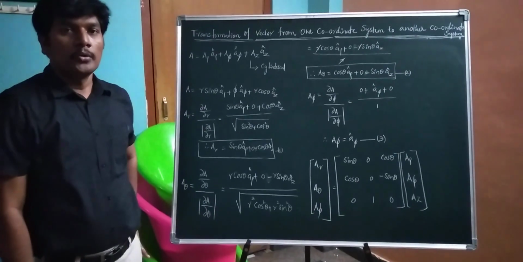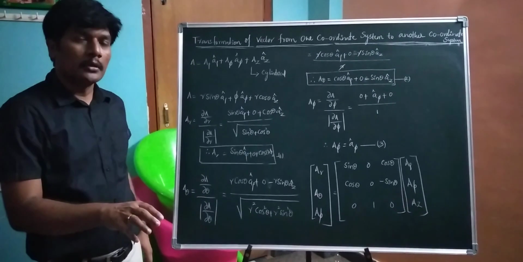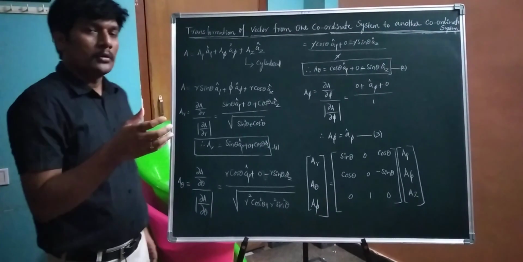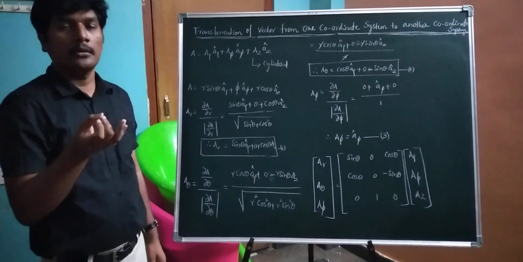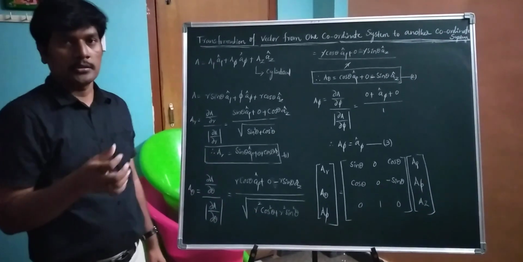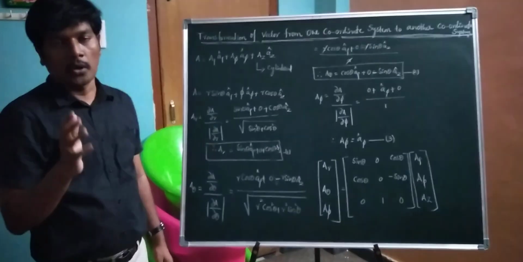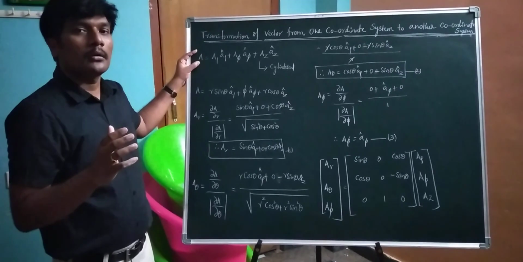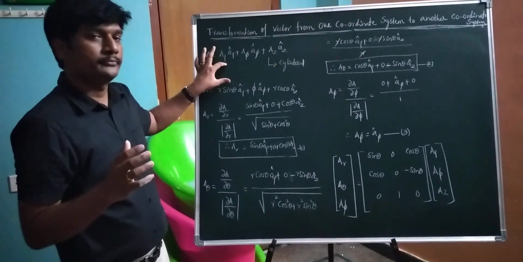We will discuss how a vector is transformed from cylindrical to spherical coordinates directly. In cylindrical coordinates, we have ρ, φ, z as the coordinates. In spherical coordinates, r, θ, φ are the coordinates. And we can define the vector in cylindrical coordinates as shown here.